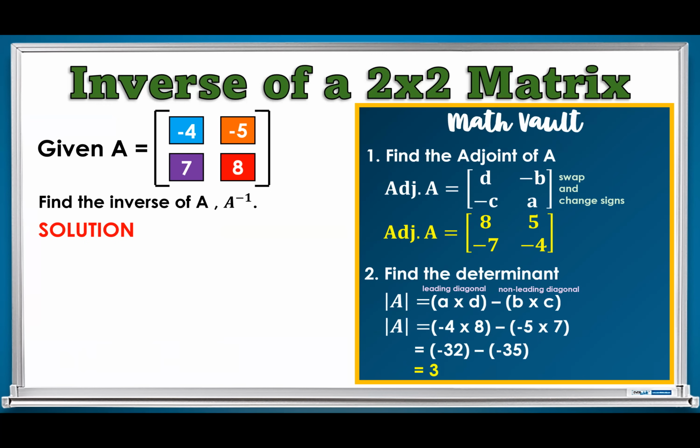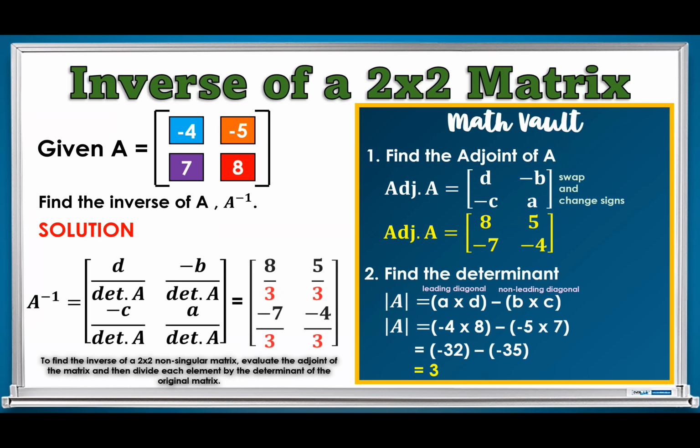Now we have established the adjoint of the matrix and the determinant of the matrix. We can now find the inverse of the matrix. So please recall, to find the inverse of a 2 by 2 non-singular matrix, we are going to be dividing each element in the adjoint by the determinant, which gives 8 divided by 3, 5 divided by 3, -7 divided by 3, -4 divided by 3. Please note, if possible, we simplify our final answer.